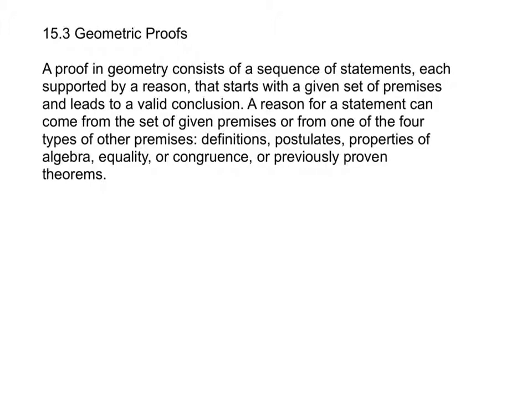So now I'm going to talk about geometric proofs. A proof in geometry consists of a sequence of statements, each supported by a reason, that starts with a given set of premises and leads to a valid conclusion. And a reason for a statement can come from the set of given premises or from one of the other four types of premises, which can be definitions, postulates, properties of algebra, equality or congruence, or previously proven theorems. And all of these things can be found in your textbook.